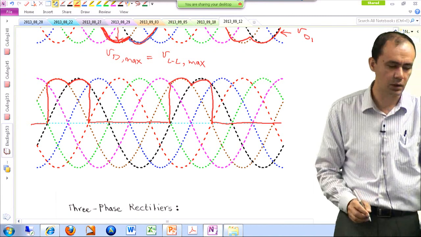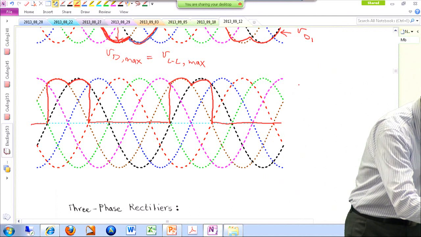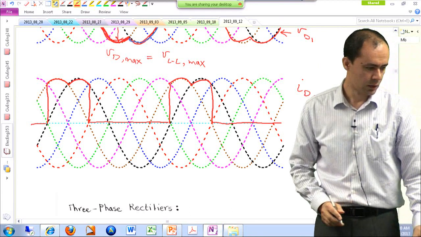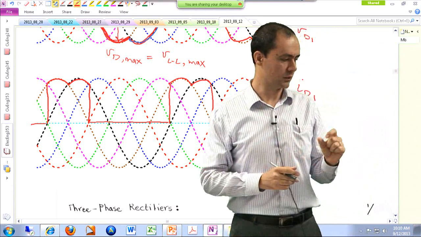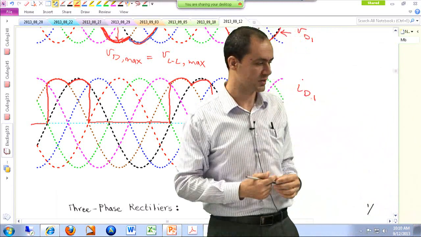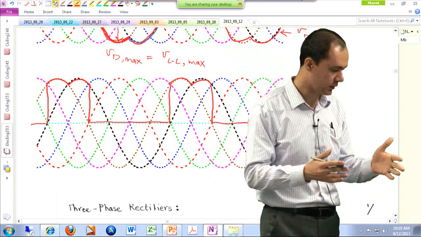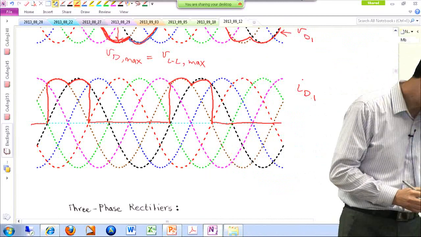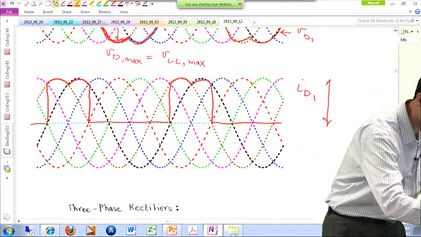All right, so this is going to be our D1 current. So this is ID1. Out of the 6 segments of our period, it conducts for 2 out of those 6 segments. And then you can, for instance, plot ID2 and ID3 and things like that. And just let me make sure that I highlight the peak value of this.